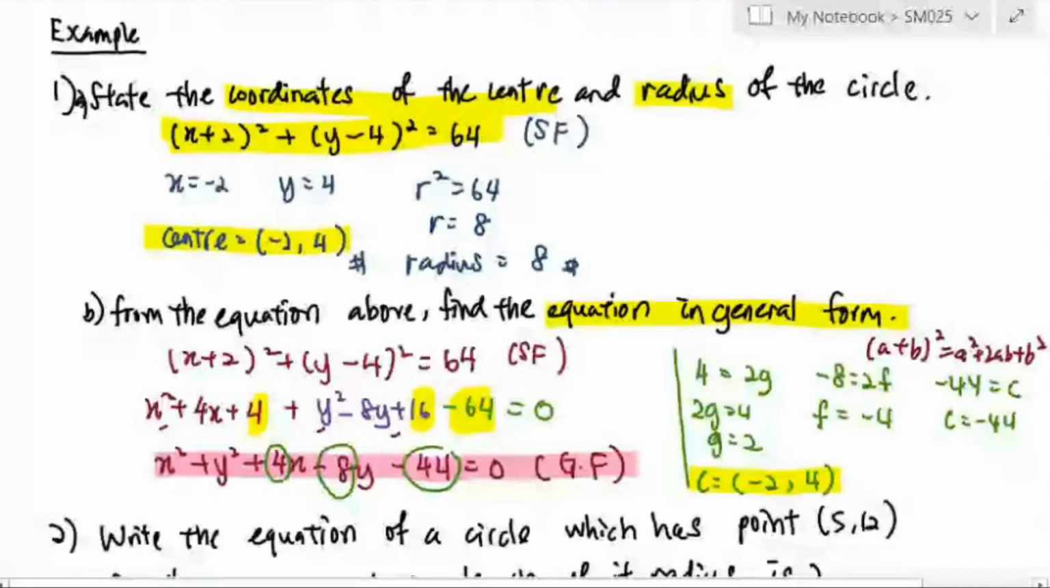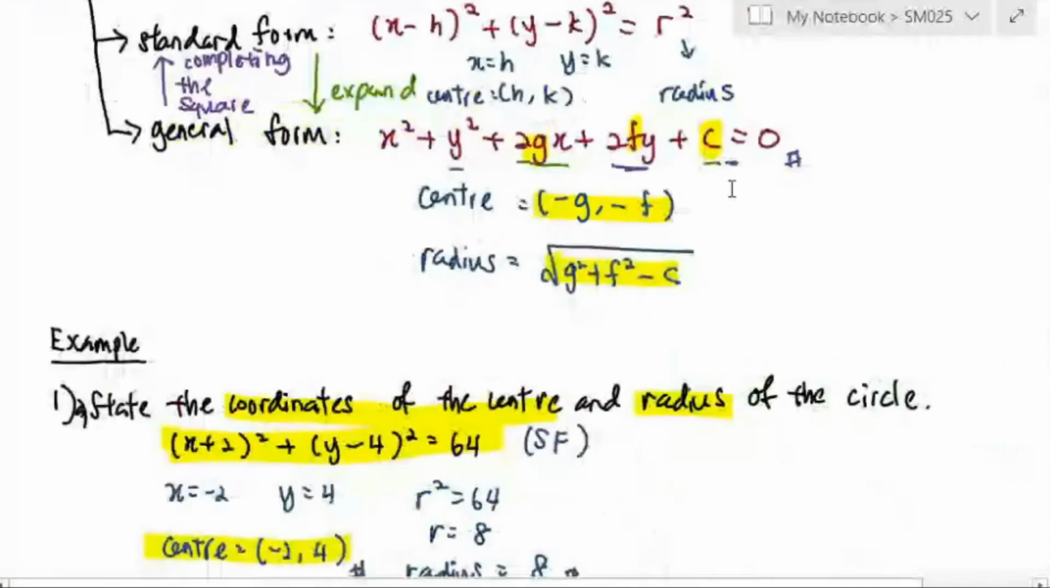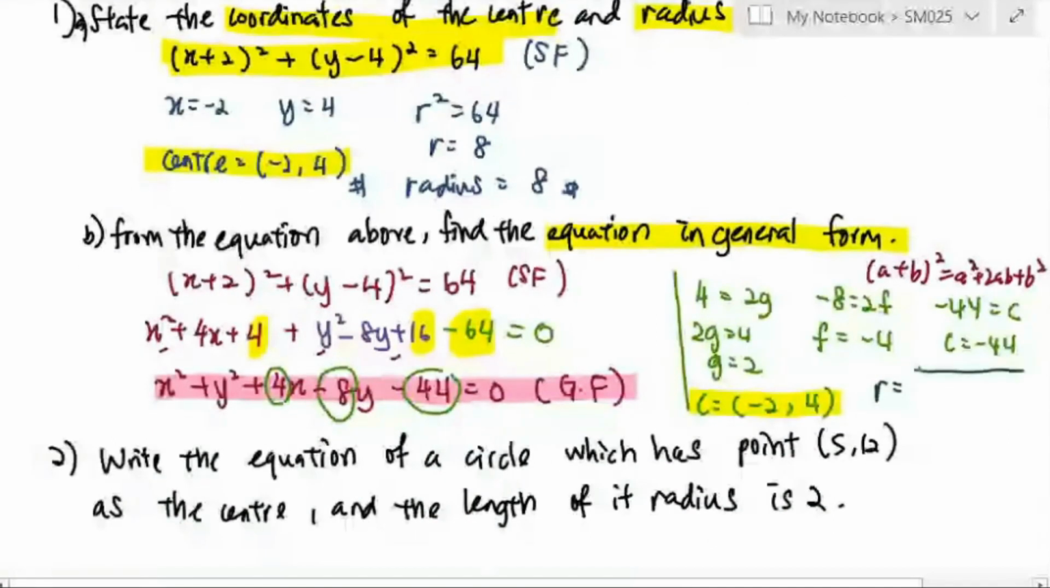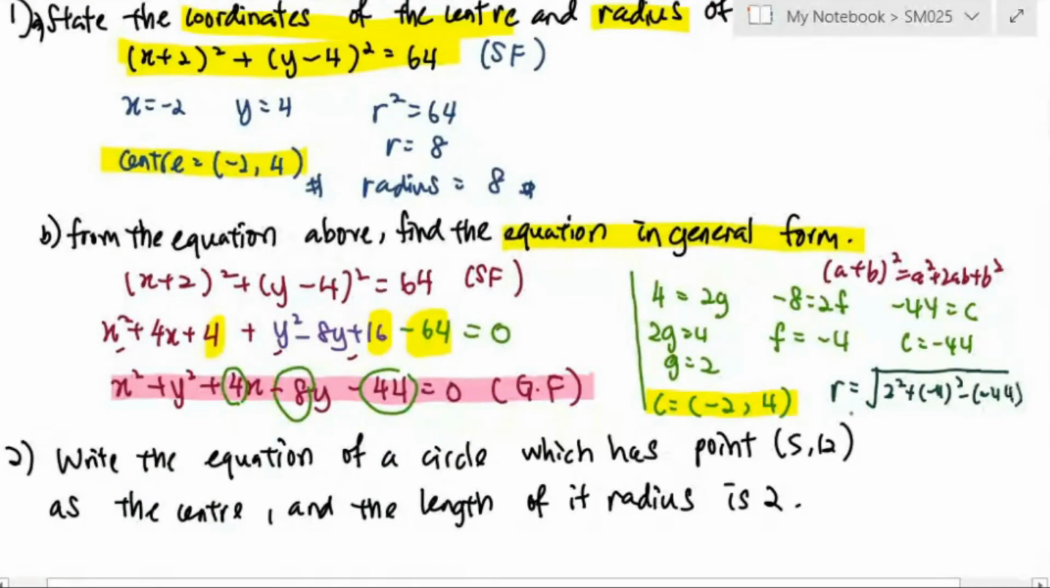If I want to proceed to the radius, then you need to use a formula. General form is more on formulas. So what's your radius formula here? It will be the square root of g squared plus f squared minus c. So press your calculator. You should be able to get back the value of 8.